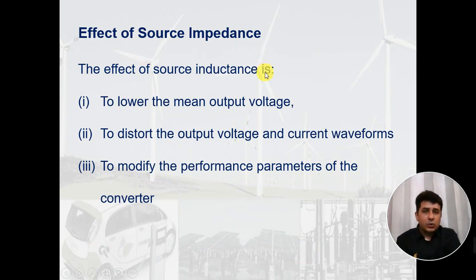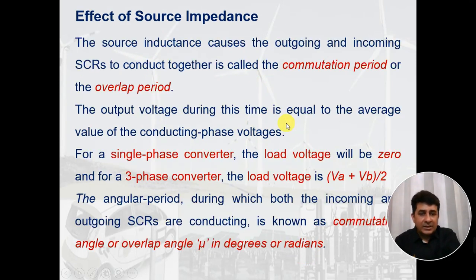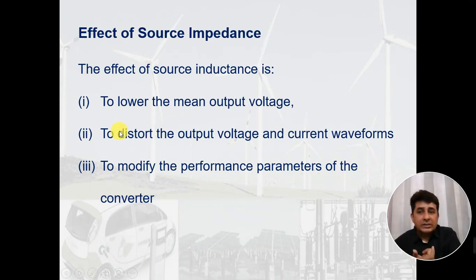As such, the effect of source impedance is threefold. One, it lowers the mean output voltage, because as I said, during this small period of overlap the output voltage becomes 0. So if the output voltage for some duration is 0, the average output voltage is going to be reduced. The second effect is to distort the output voltage and current waveforms. Obviously, if the voltage which was supposed to rise immediately drops to 0, the waveform is distorted. And third, because the output voltage and current are changed, the performance parameters of the converter are going to be modified. So these are the three effects that the source impedance, particularly the source inductance, causes on any converter.